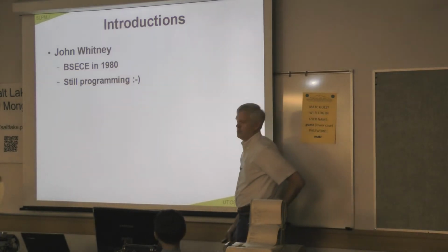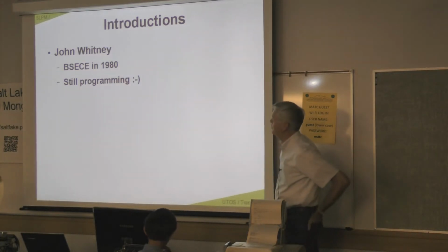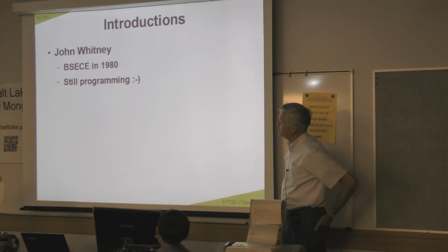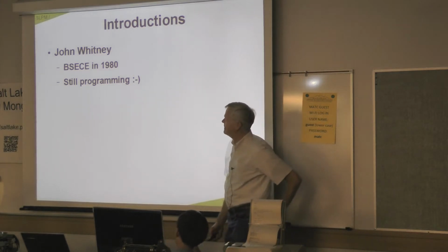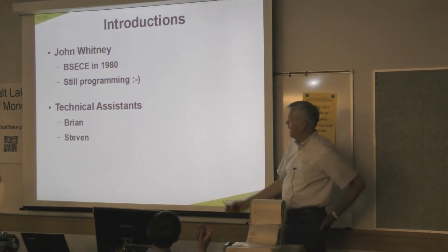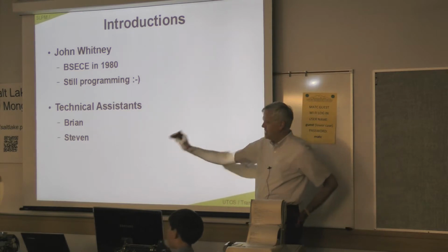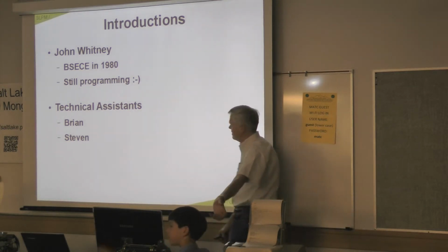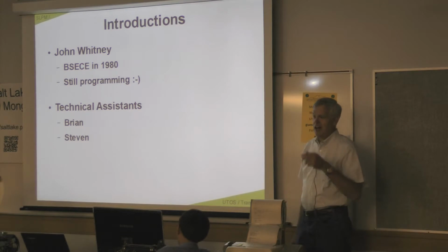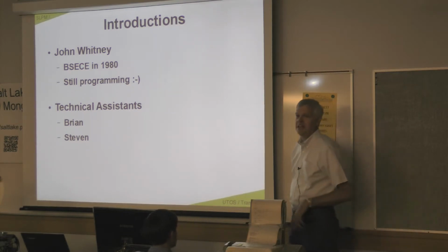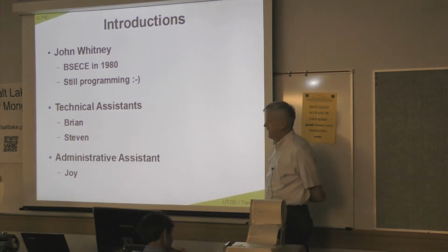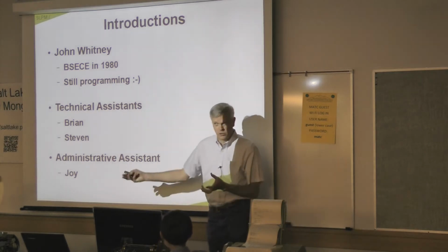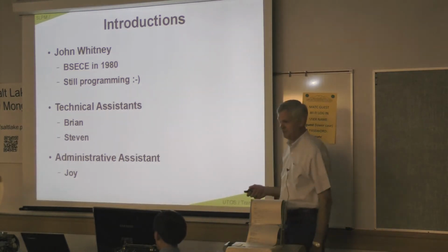So a few introductions. My name's John Whitney. I got a BS ECE, which stands for Electrical and Computer Engineering degree in 1980, and I'm still programming today. I got two technical assistants. We have Stephen. He's on a local machine, and we have Brian, who's on a machine that's actually tied to the internet, can actually send email, which we did earlier, to a gentleman on his iPhone. And I have an administrative assistant, Joyce, and she'll be helping us with our world tour in 2015.